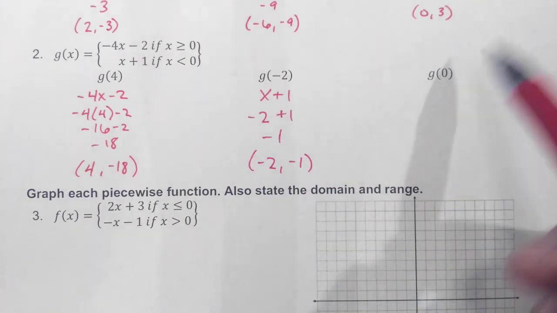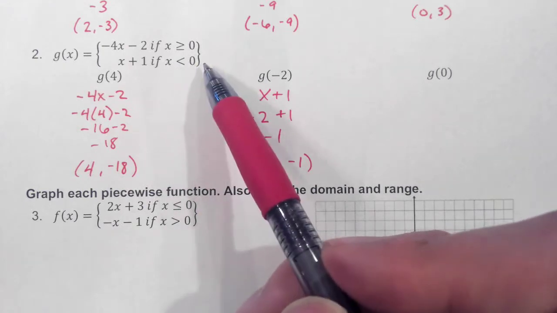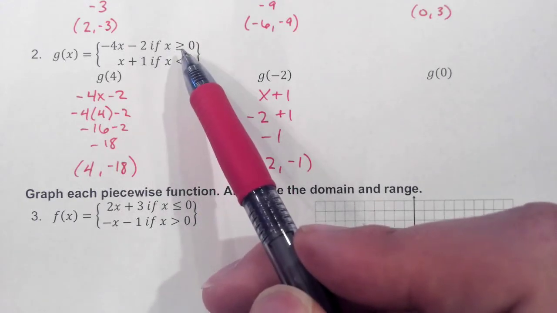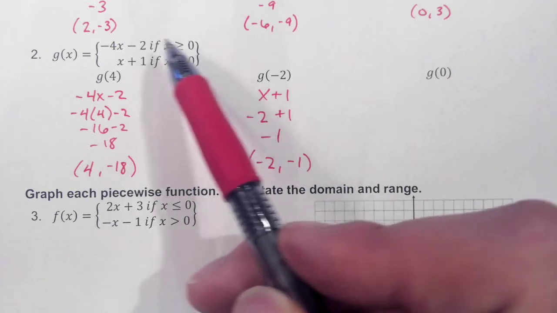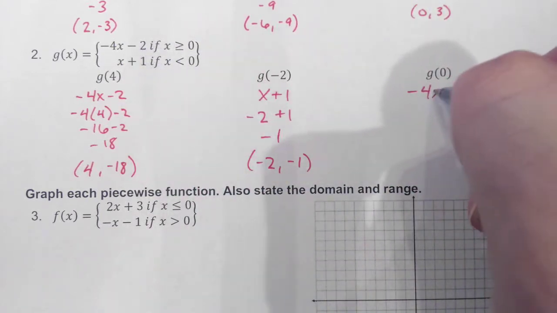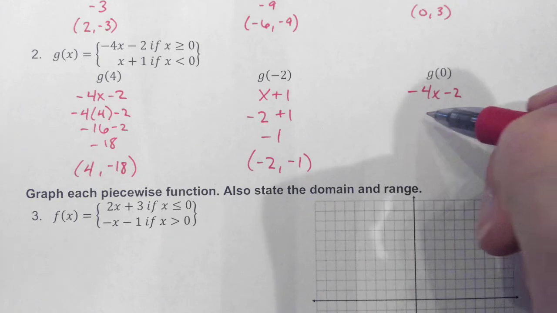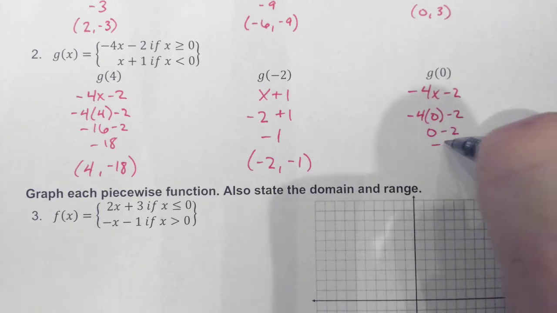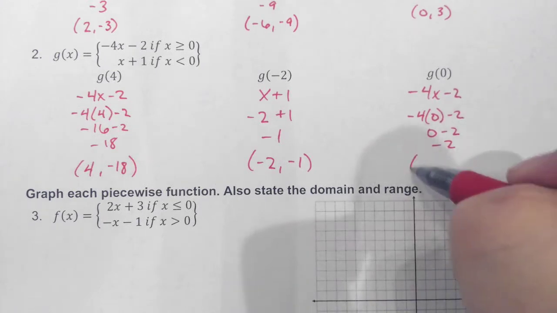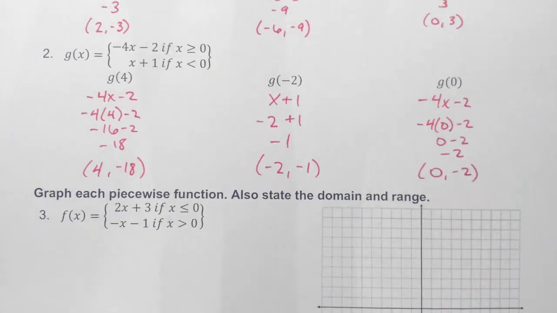And then again, 0. So is 0 less than 0, or is 0 greater than or equal to 0? Well, 0 is equal to 0. So that's this one, so we're going to be using that negative 4x minus 2 part. That'd be negative 4 times 0 minus 2. 0 minus 2 is negative 2. So when we plug in 0, we got negative 2. Okay, so that's how you find the values of the piecewise function.